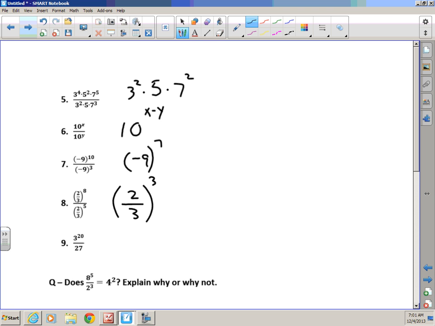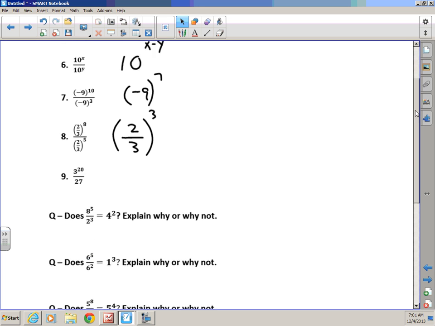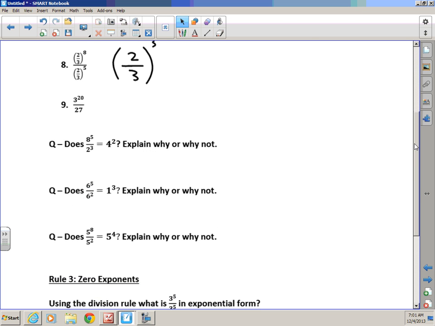Now, 3 to the 20th. Similar to what we talked about earlier, hopefully you'll recognize that 27 can be written with an exponent, a base of 3. And, yeah, it's 3 to the third, so I get 3 to the 17.